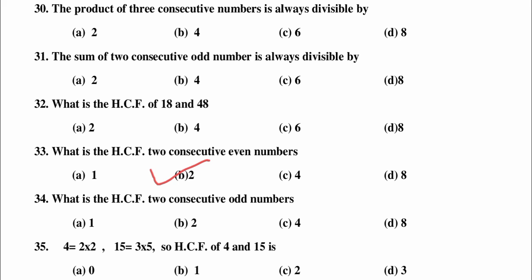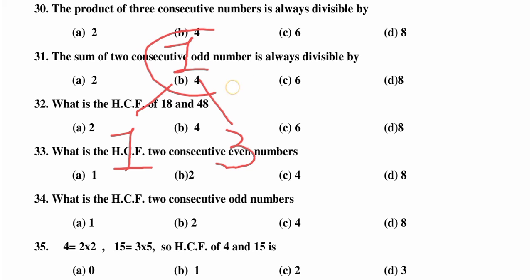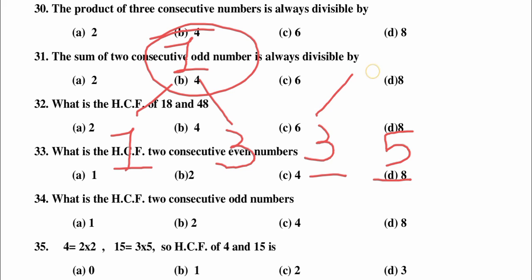Question number 34. What is the HCF of two consecutive odd numbers? Now we check for two consecutive odd numbers, for example 1 and 3. So what is the HCF of 1 and 3? We know that it is 1 only. Then we take another example. I take this pair 3 and 5, and now I check what is the HCF of this. It is 1. So we can say that the HCF of two consecutive odd numbers is 1.